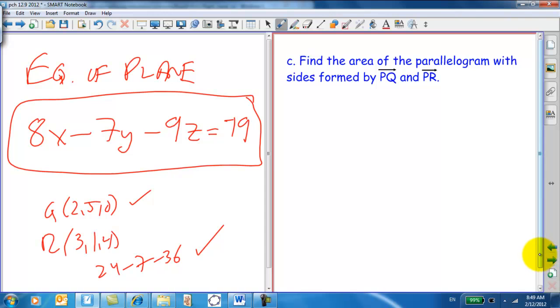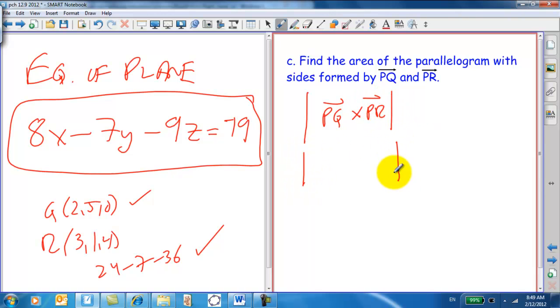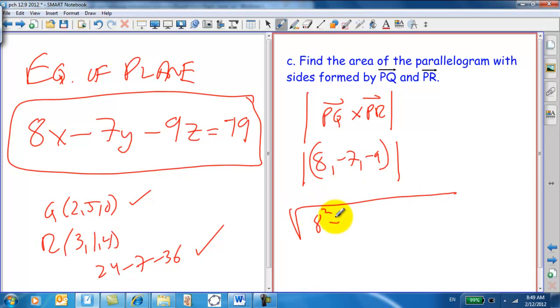Now, our last application in this section, then: find the area of the parallelogram with sides formed by PQ and PR. We can just look at the magnitude of the cross product of PQ and PR. So that's the magnitude of our vector 8, negative 7, negative 9. So that's the square root of 8 squared plus negative 7 squared plus negative 9 squared, which is the square root of 194, or about 13.9.